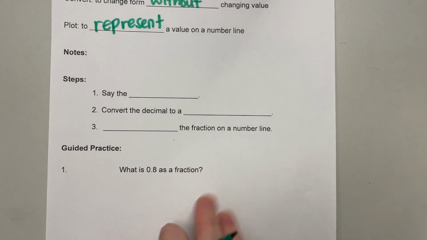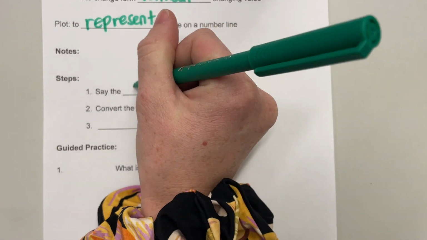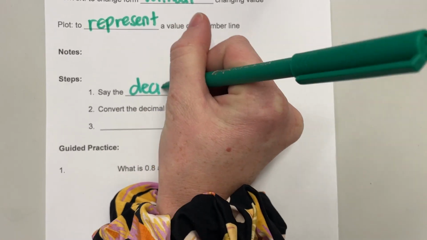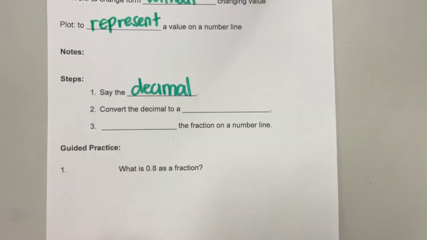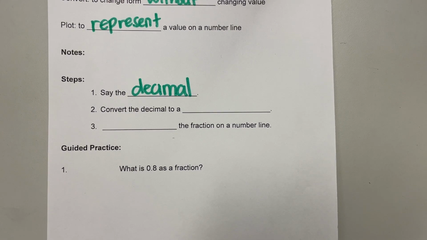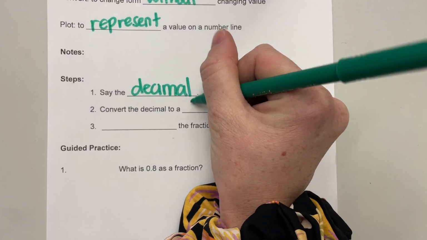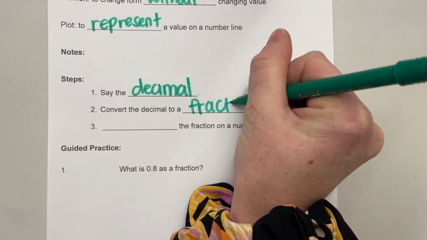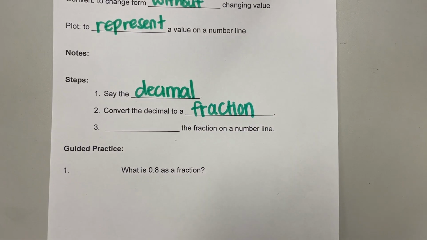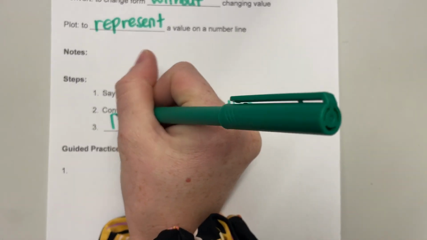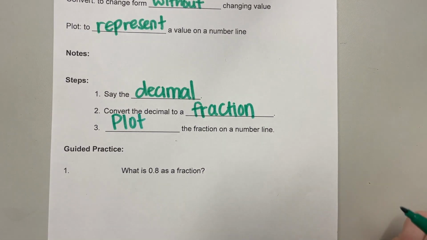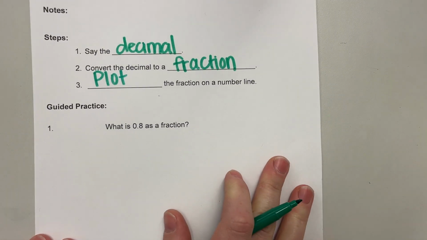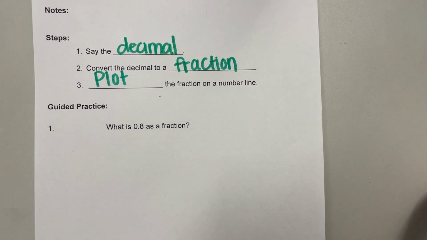Okay, our steps for today: Step 1 is say the decimal. Step 2 is convert the decimal to a fraction. Step 3 is plot the fraction on a number line. Okay, so I'm getting out my red pen. You're pausing, you're watching.